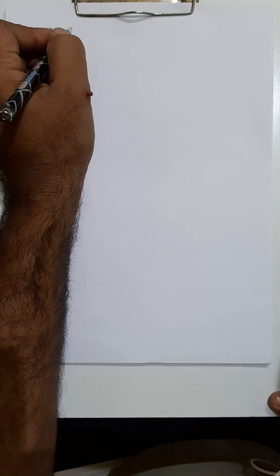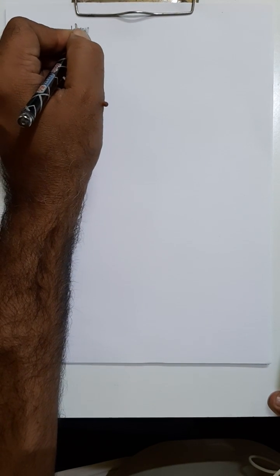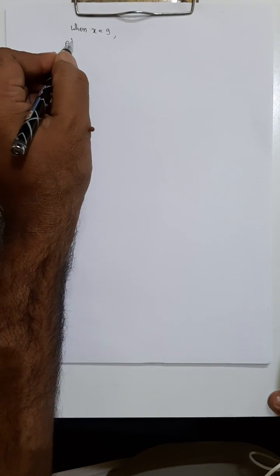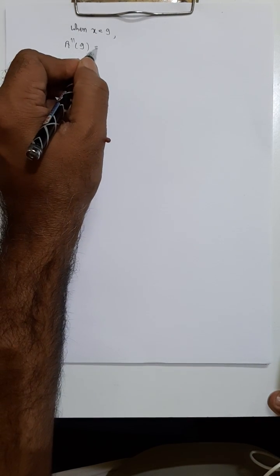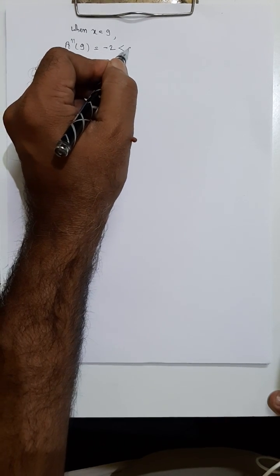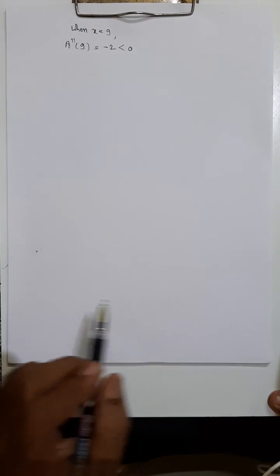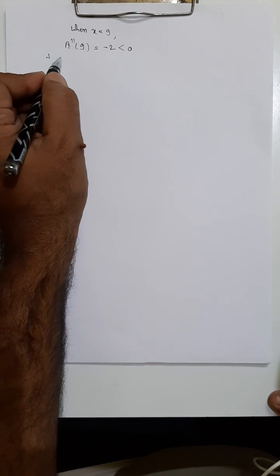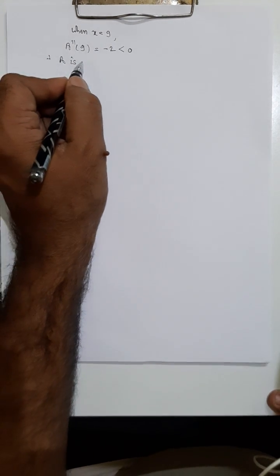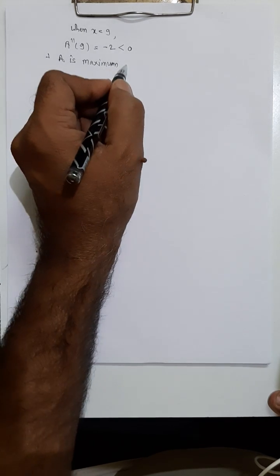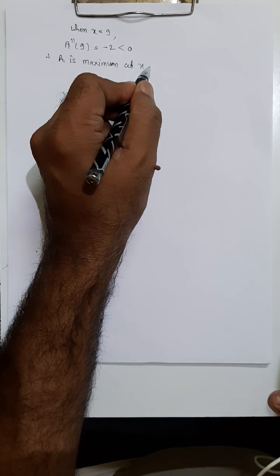So, when x equal to 9, we find the second derivative at 9, and the right side is a constant, that is minus 2, which is less than 0, negative. So I have shown that the second derivative is negative, and this shows that by the second derivative test A is maximum at x equal to 9.